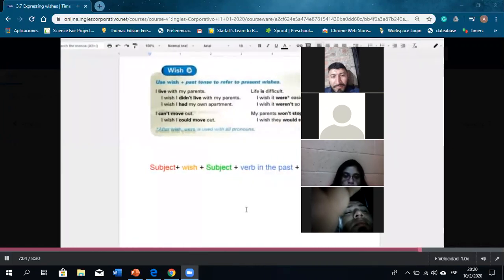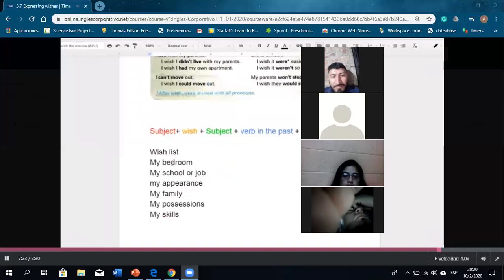What kind of wishes do you have about your life? And as I mentioned at the beginning of class, we want to express personal wishes, we want to express family wishes, we want to express health wishes, we want to express professional wishes, if you will. So I'm just going to have a series of wishes here, right? So what kind of wishes do you have about your bedroom? So an easy example, I wish my bedroom were bigger.